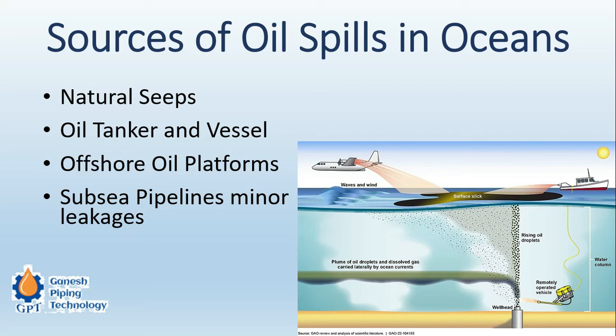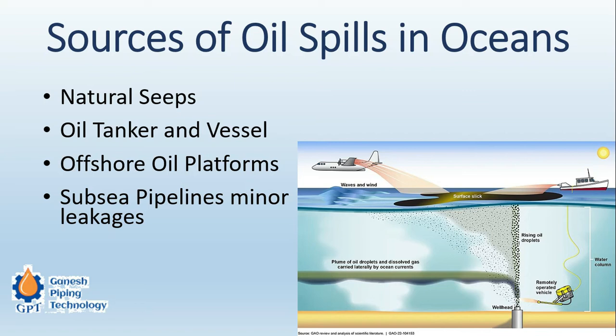The second one is oil tankers and vessels. A lot of marine transportation of hydrocarbon is being done, and in addition, finished products of the hydrocarbon like gasoline, that is petrol, diesel, naphtha, etc. are transported from one location to another, that is, the refined products. If for some reason they spill over into the sea, then that is also a kind of oil spill.